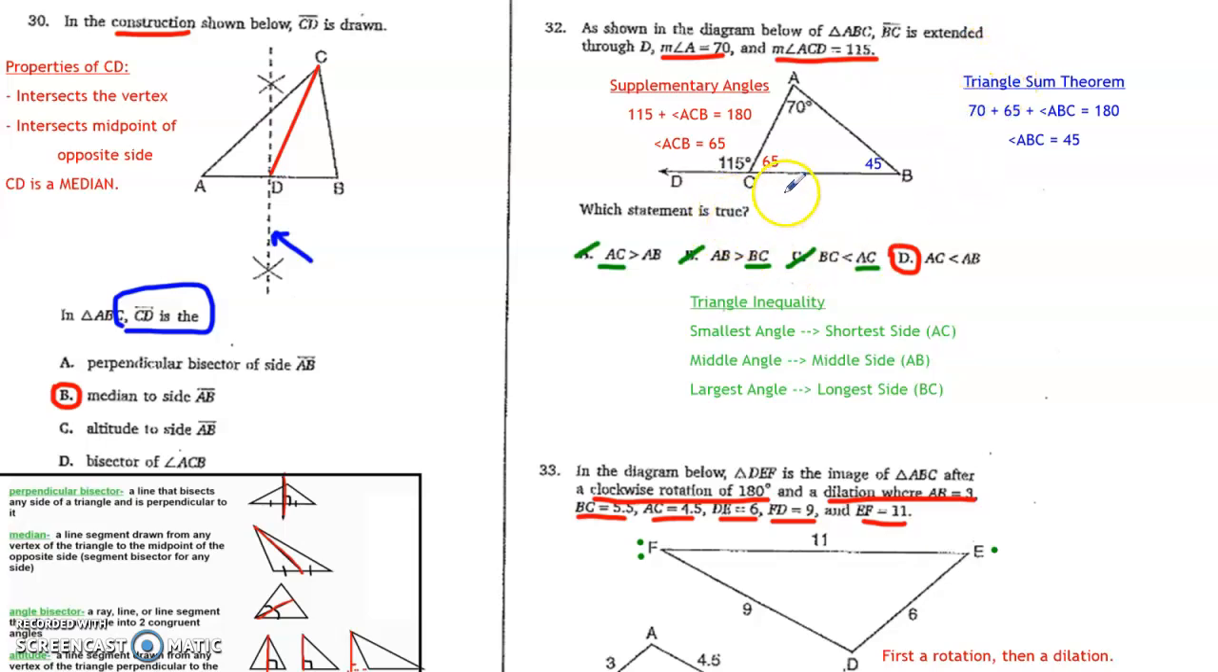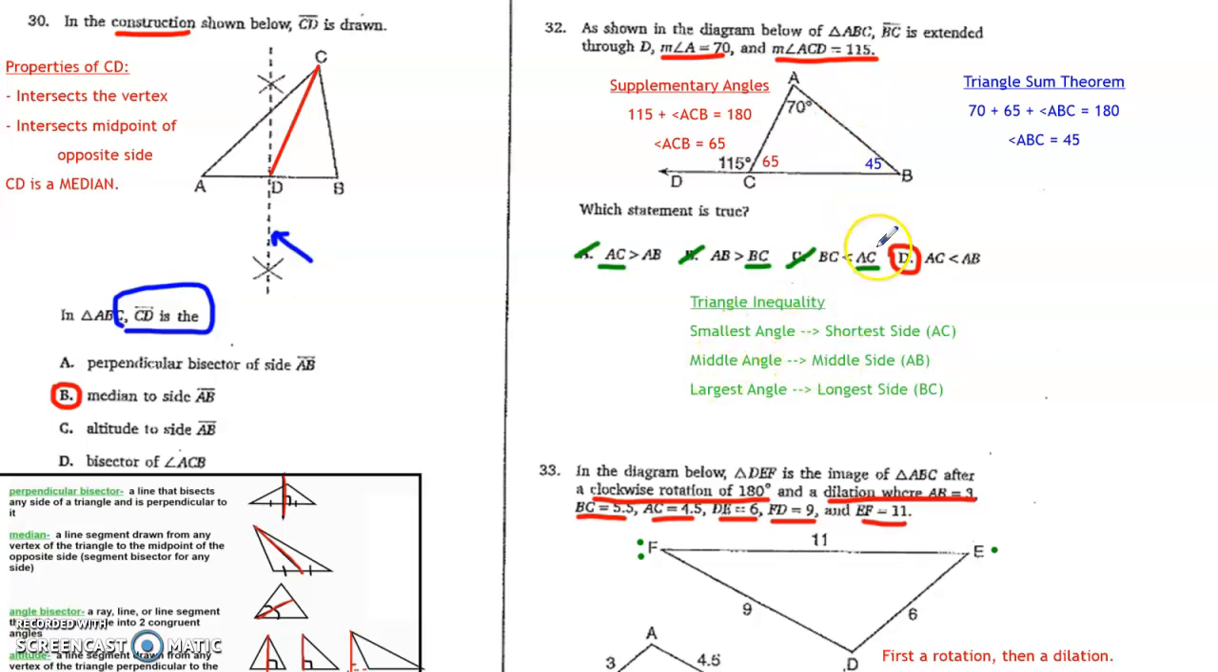The statement that is true, well, according to the triangle inequality, we know that this is the largest angle, which means this is the largest side. Smallest angle means that this is the smallest side, AC, and then angle C here is the medium angle, which means AB is the medium side.